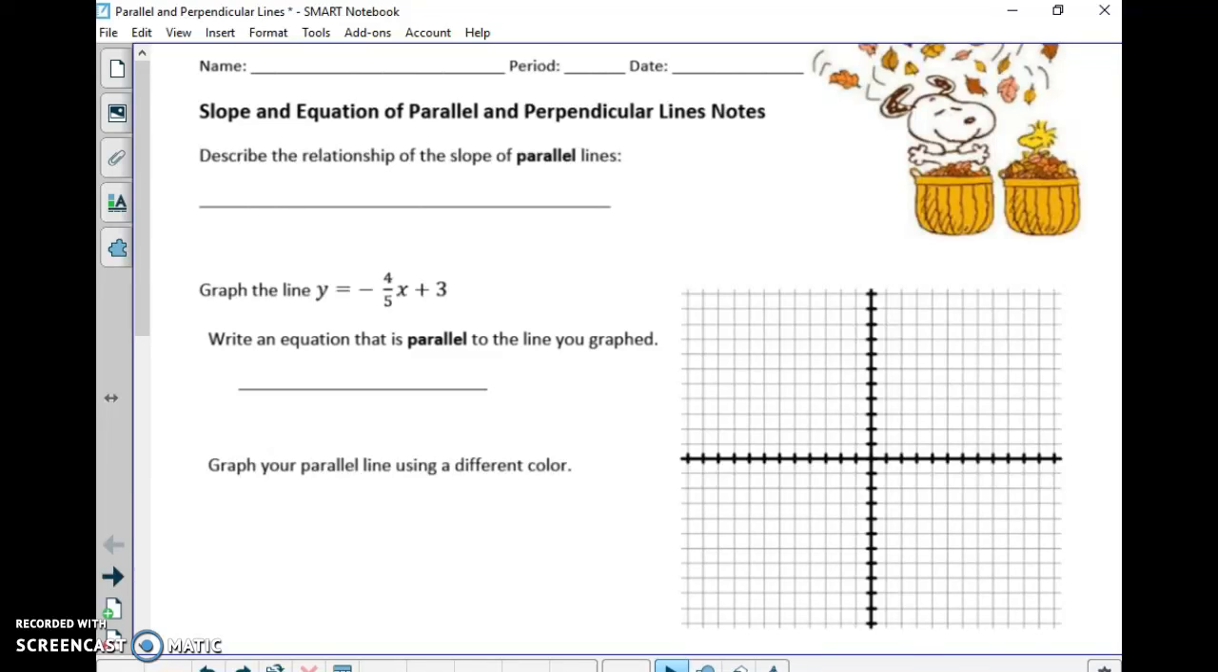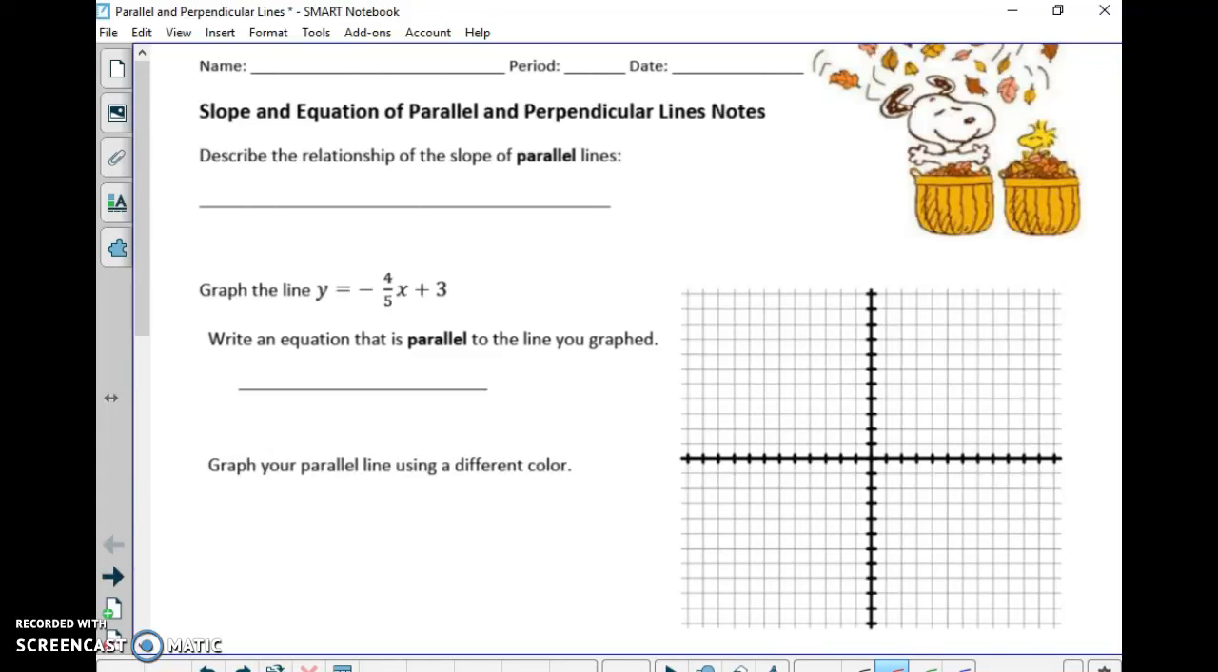All right. So, slope, an equation of parallel and perpendicular lines. This should have been covered in Algebra 1. So, if you're thinking, I've done this before, that's a good thing, because it should be easy, right? So let's just go over this again. Describe the relationship of the slope of parallel lines.